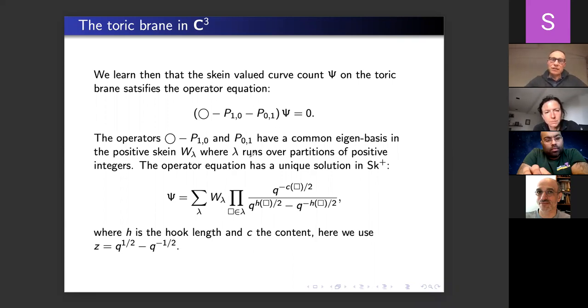And indeed, there are many things known about this Skein module in S1 times R2. In particular, these two operators have a common basis of eigenvectors, and there's one eigenvector for each partition. And so you can just solve this equation in the Skein, and you can compute the Skein valued partition function.